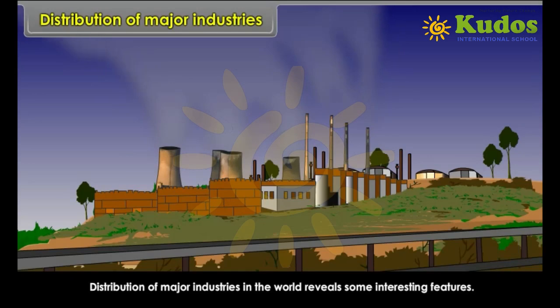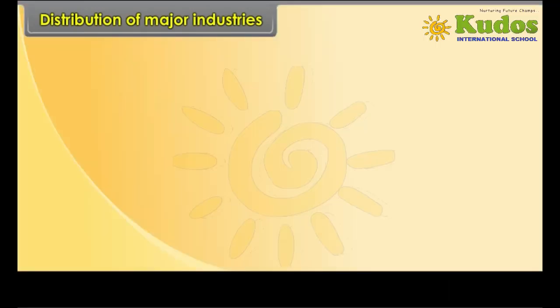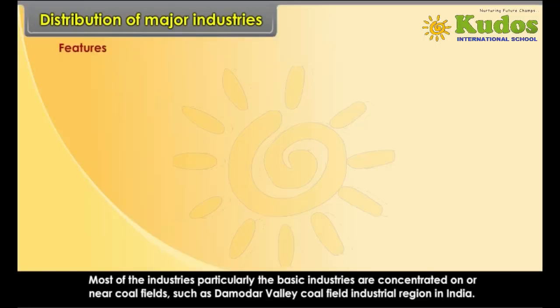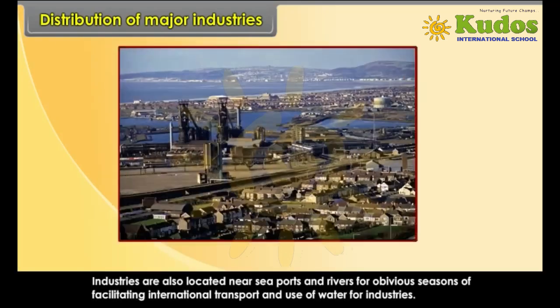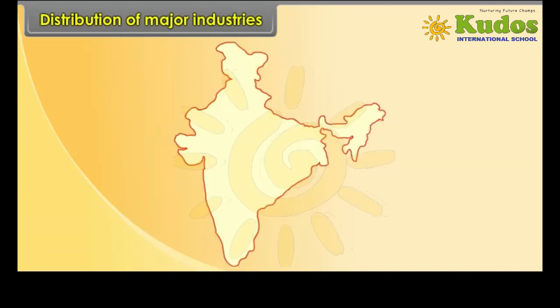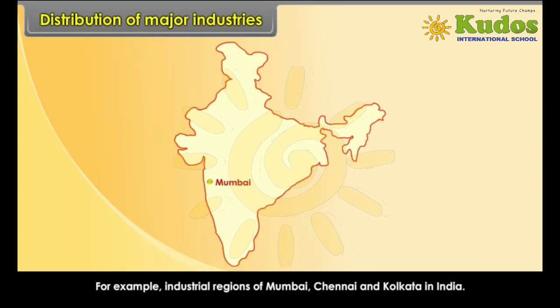Distribution of major industries in the world reveals some interesting features. Features. Most of the industries, particularly the basic industries, are concentrated on or near coal fields, such as Damodar Valley Coalfield Industrial Region in India. Industries are also located near seaports and rivers for obvious reasons of facilitating international transport and use of water for industries. For example, industrial regions of Mumbai, Chennai and Kolkata in India.